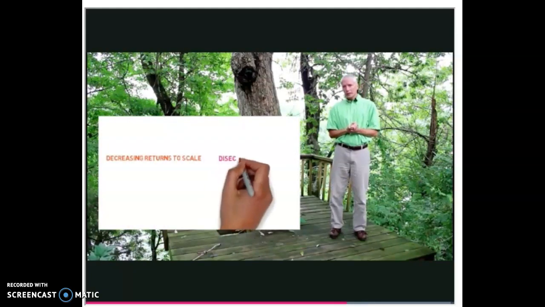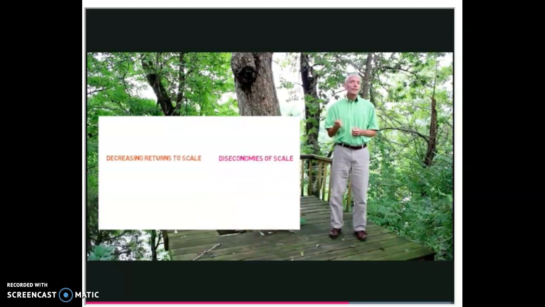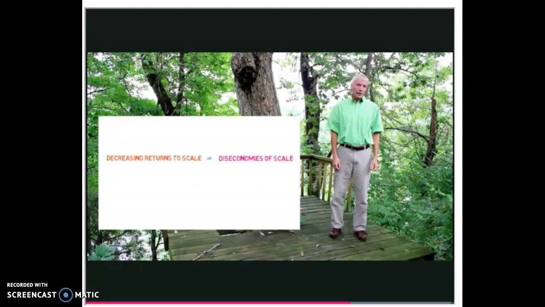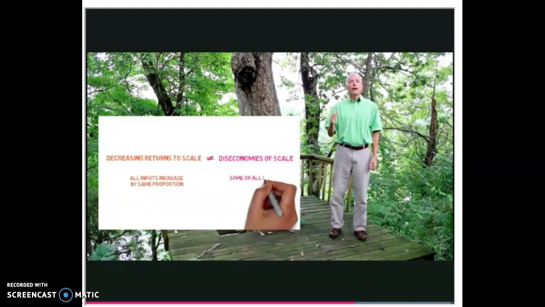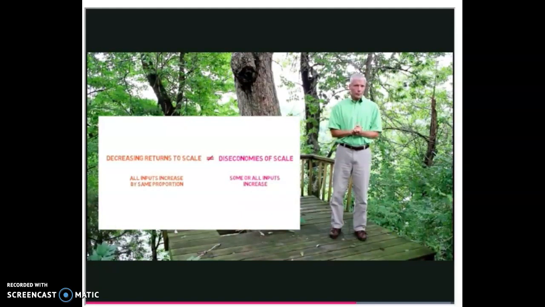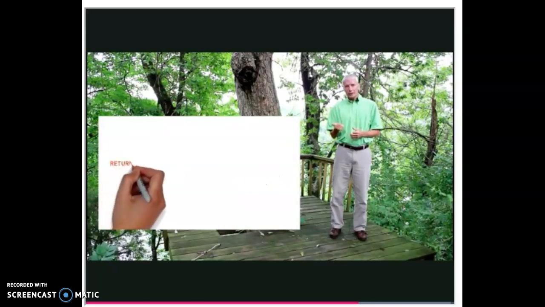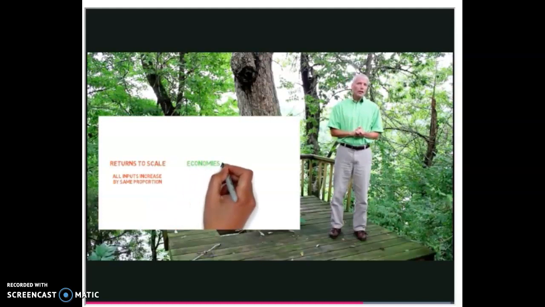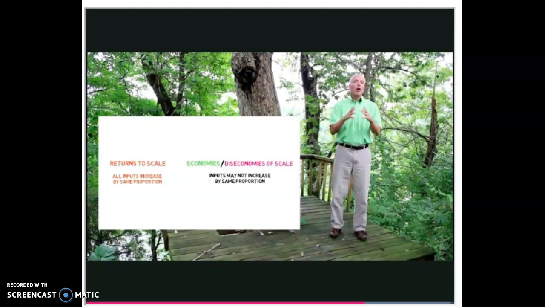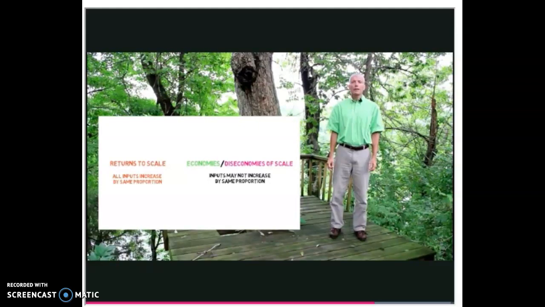Similarly, if you have decreasing returns to scale, you will experience diseconomies of scale, but you might experience diseconomies of scale even if you're not increasing all of your inputs by the same proportion. So increasing returns to scale, constant returns to scale, and decreasing returns to scale have to do with increasing all of your inputs by the same proportion, whereas with economies and diseconomies of scale, you're increasing your output, but you're not necessarily increasing your inputs by the same proportion.